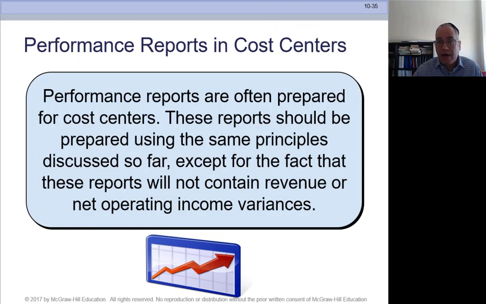We've been talking about a profitable organization, net operating income, but you can do the same thing looking only at expenses and not on revenue and net operating income. In other words, a cost center would just have expenses, and you prepare one of these reports based on the total expenses, and then that's it, and not do anything about revenue and operating income.